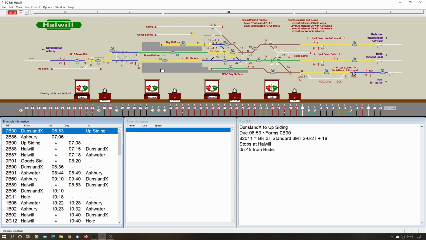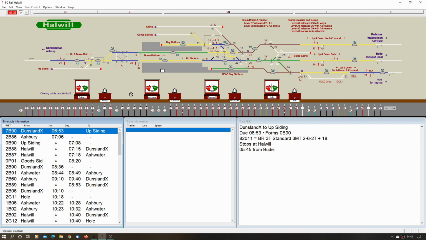All on what they call the up and down North London and Cornwall line, that's about 2 3/4 miles. And Ashbury, which is on the up and down Main to Okehampton, and so on. That's about 4 miles away. I'm going to start the simulation.